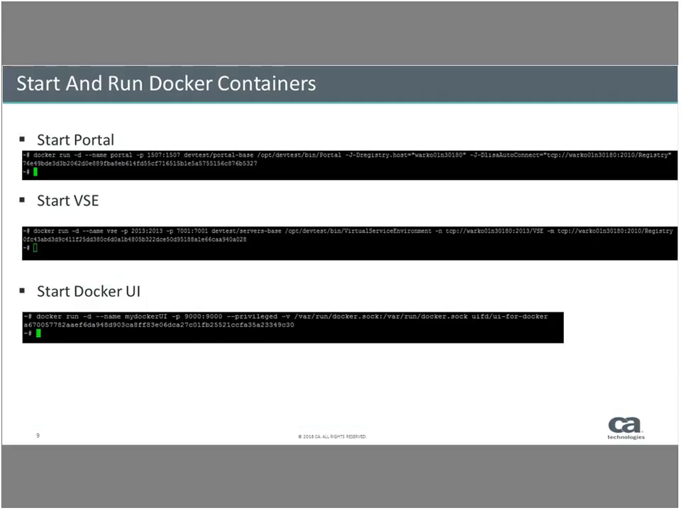Once that's done, you start the VSC. Same thing, the VSC default port is 2013. The TCP ports, you provide that information, and give it the executable location, where it is, OPT DevTest bin, virtual service environment. You tell it what port is to be used and the registry location. And it starts up. You see the container ID shown up there.